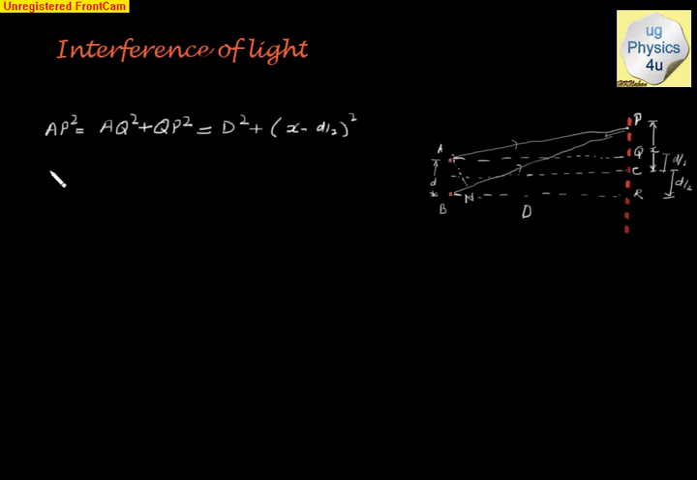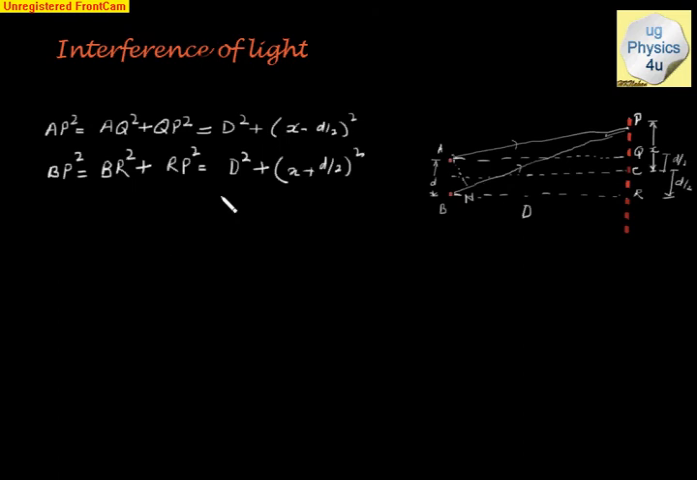This is AP, and similarly we can write BP square is equal to BR square, this base square, plus this perpendicular square, which is equal to RP square, and BR is equal to D, that is D square plus, now R to P is equal to this x from here to here plus d by 2, this portion. Therefore x plus d by 2 whole square.